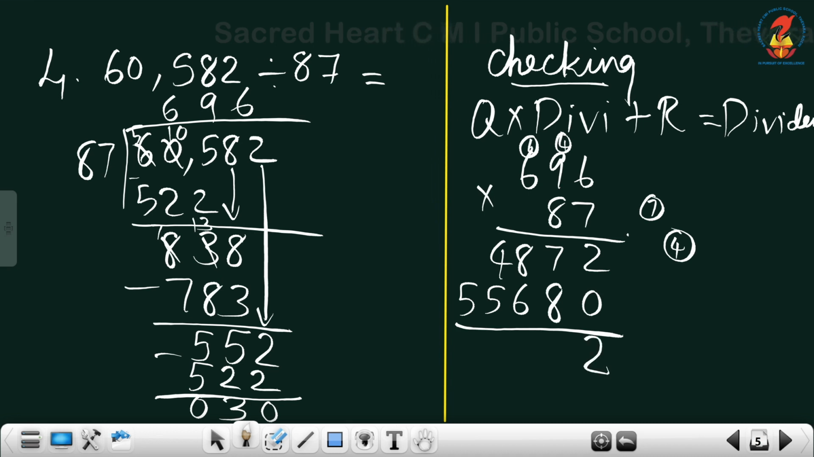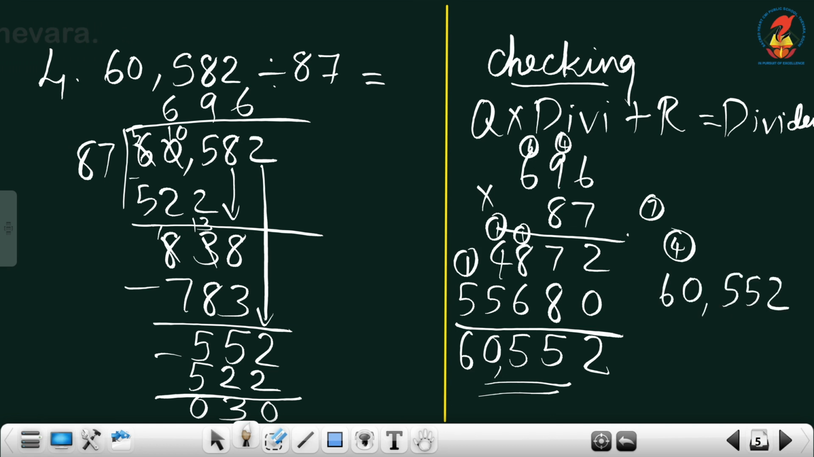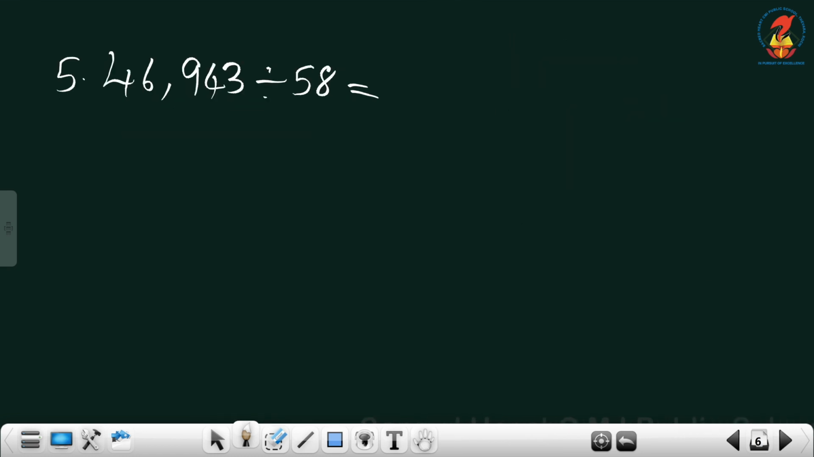I simply put it. Then okay, 60,552 plus remainder 30 is 60,582. My answer is correct. So I got the dividend here. That means my answer is correct in the division, right? Is it? Then one more number after that.